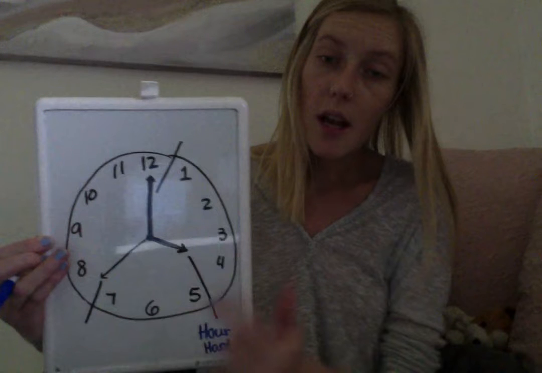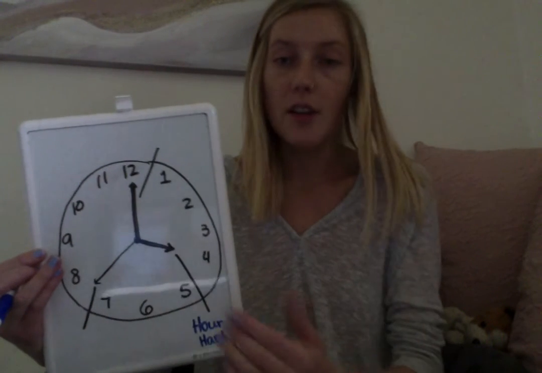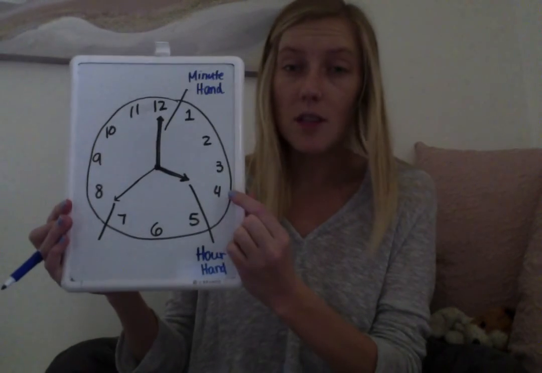So when we're reading a clock, you read the hour hand first, so we know that this is pointing to 4. So we know it's for something, but we don't know what. It could be 4 o'clock, it could be 4:30, it could be 4:45. We have no idea. So you read the hour hand first, which is pointing at 4, and then we look at our minute hand. When our minute hand is pointing straight up at the 12, that means it's 4 o'clock.